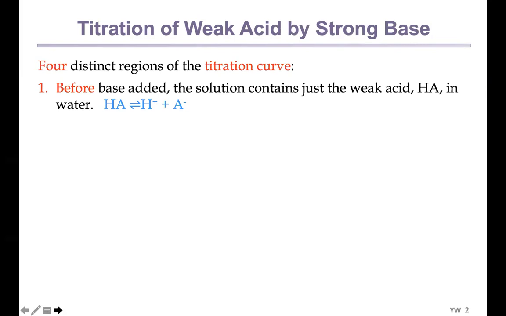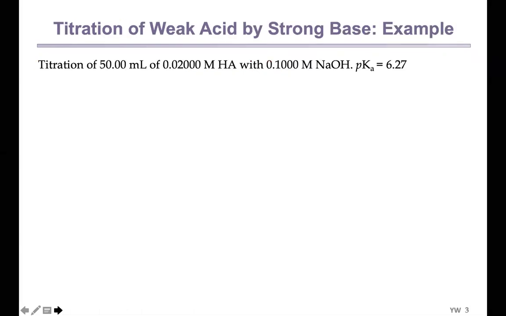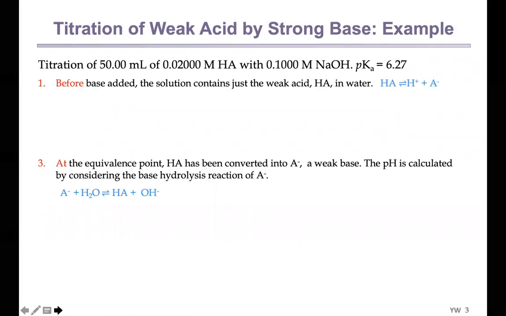So last time we talked about titration, right? And how do you determine pH at different regions within the titration curve? We talked about 4 different regions, and we used the example to go over the steps, right? Before, in this case, you're titrating a weak acid by a strong base.